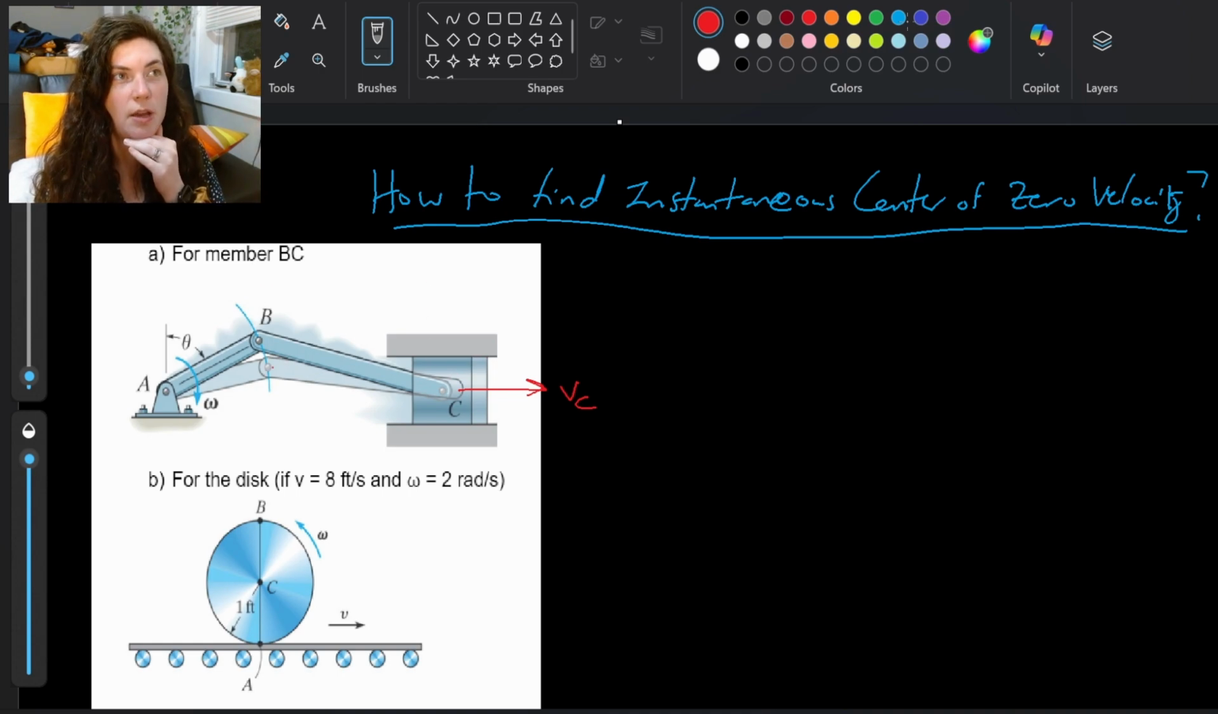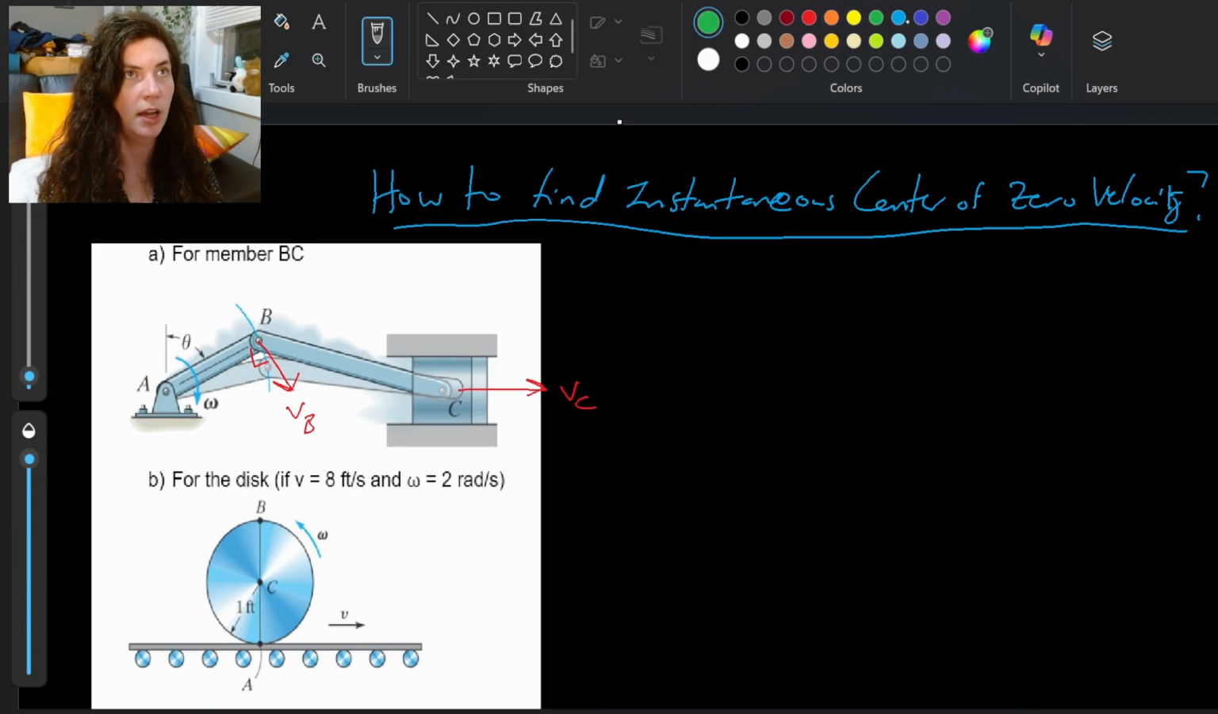And then I think about my point B over here. If we remember, when we have something that's rotating about a fixed axis, as we do here for member AB, our velocity is just perpendicular to that motion, right? So B is swinging down through this due to this angular velocity omega. So it's just going to be perpendicular to that bar AB. This is back a few videos ago when we were doing rotation about a fixed axis. That's the direction of our velocity of B.